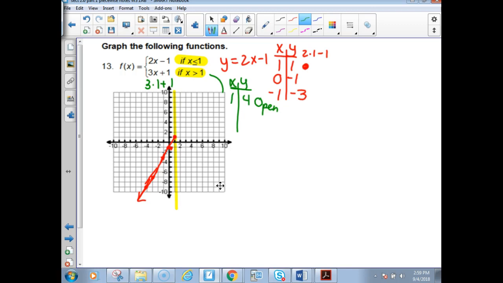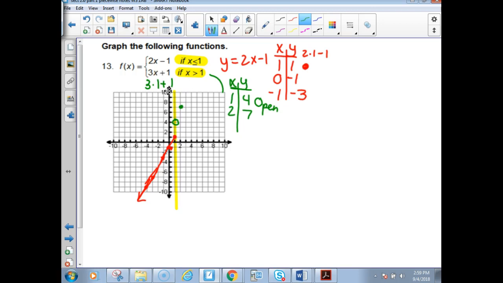You see why I wrote open? I'm saying open circle. So at 1, 4, we would have an open hole. And then I'm going to pick a number bigger than 1, 2. Plug it in. That would be 3 times 2 is 6, plus 1 would be 7. So 2, 7 on the graph.